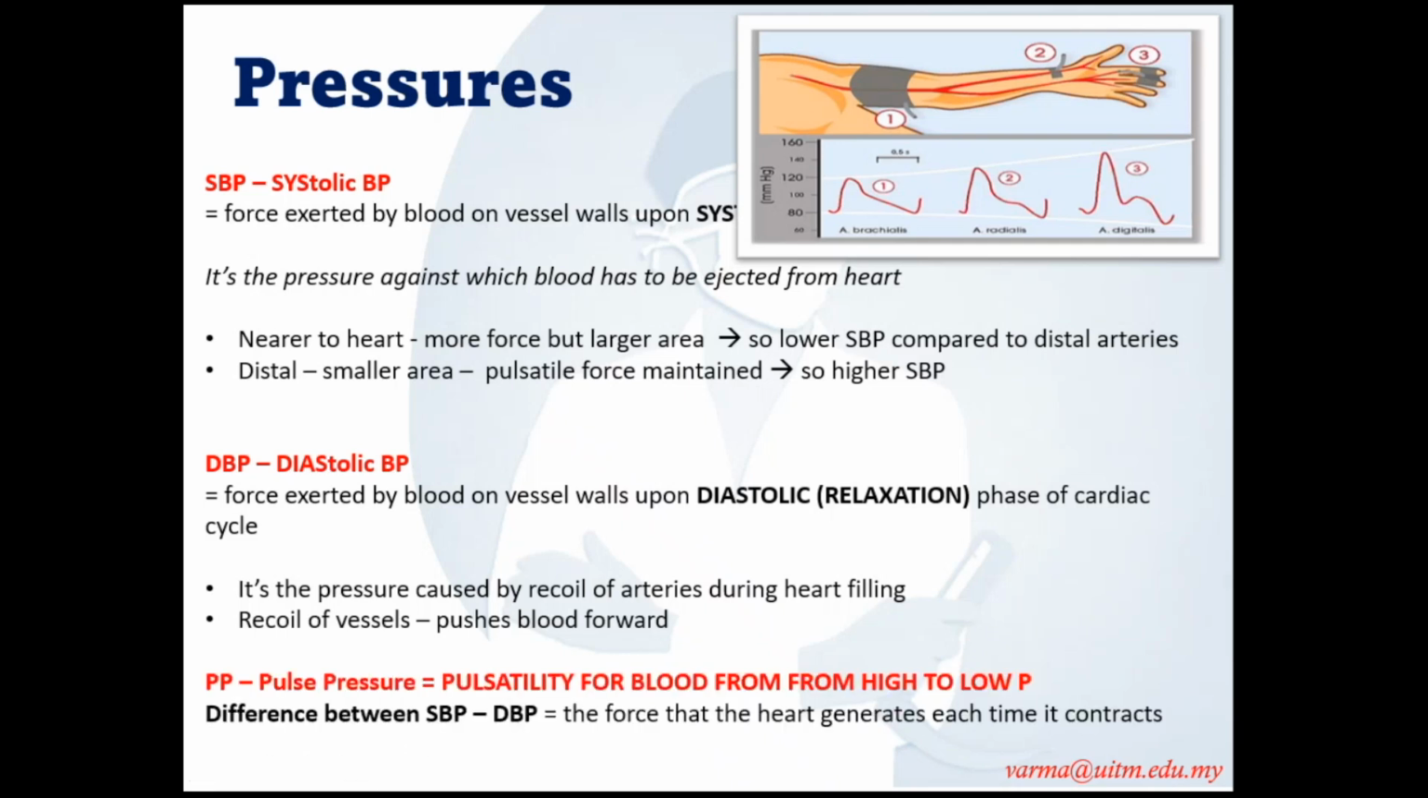Then we go to pulse pressure. Pulse pressure is merely the difference between systolic and diastolic. That is the pulsatile nature. The difference between systolic and diastolic is the pulsatility for blood flow from a high pressure to a low pressure system. So the difference between systolic blood pressure and diastolic blood pressure is the force that the heart generates each time it contracts. It means during each cardiac cycle, systolic and diastolic comprise one cardiac cycle: one systolic phase and one diastolic phase. During these two phases, there is a difference between the pressure. That pressure is the pulse pressure.